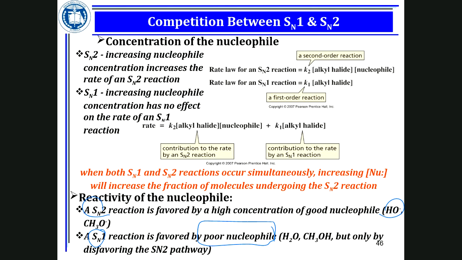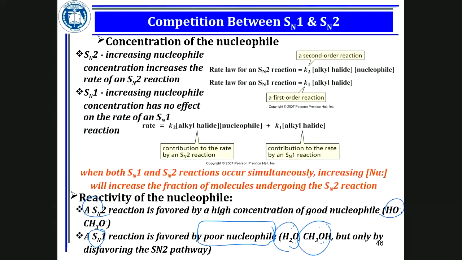So good nucleophile, Sn2; weak nucleophile, Sn1. Examples of weak nucleophile, you have to memorize these: H2O and CH3OH. These are very stable. They are compounds on their own. They can act as a nucleophile because of the pair of unshared electrons, but these are not strong nucleophiles because they are stable on their own.